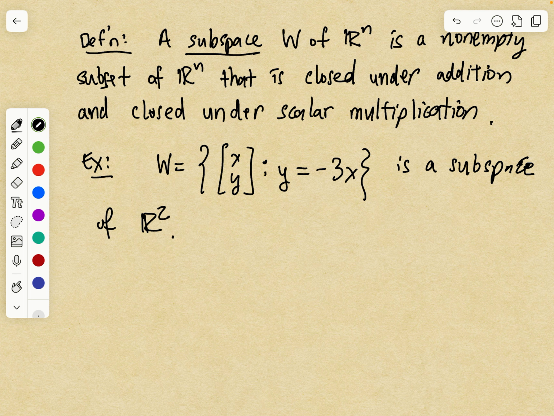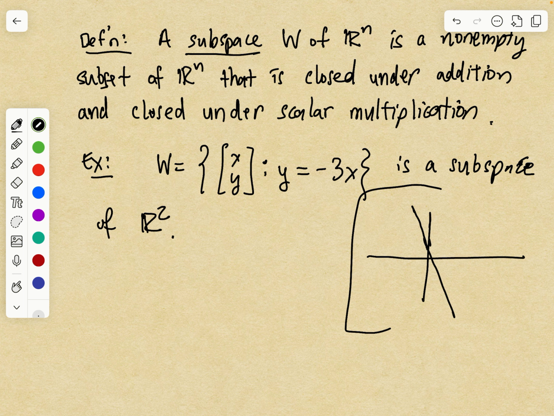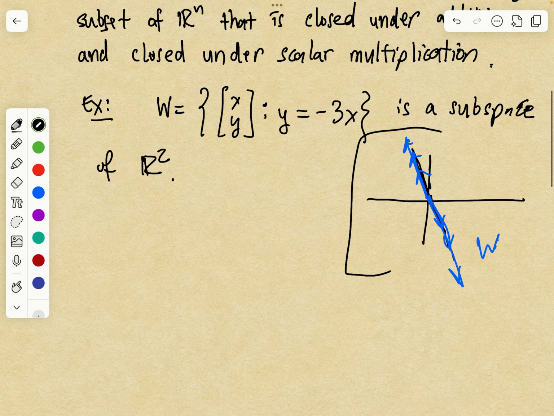So what does W look like anyway? You have y equals negative 3x, it's this line. It's supposed to go through the origin, and W is all the vectors on this line that goes through the origin. That's W. So why is this a subspace? First of all, we need to show that it's non-empty. Well, it's non-empty because, say, (0, 0) is in W.